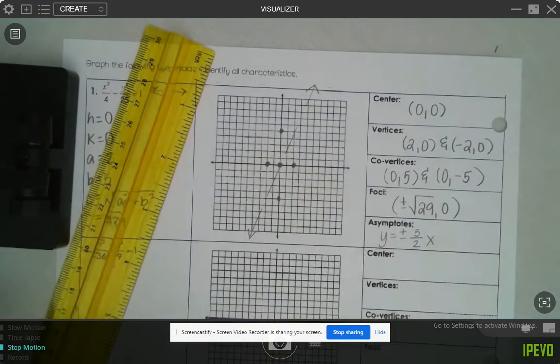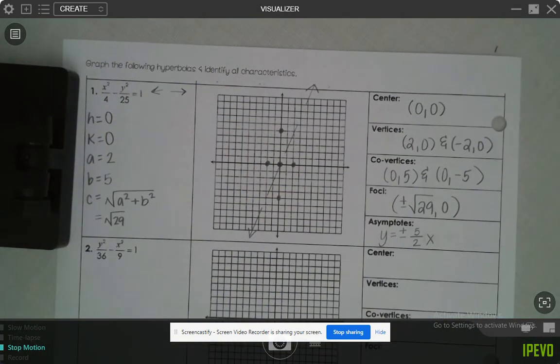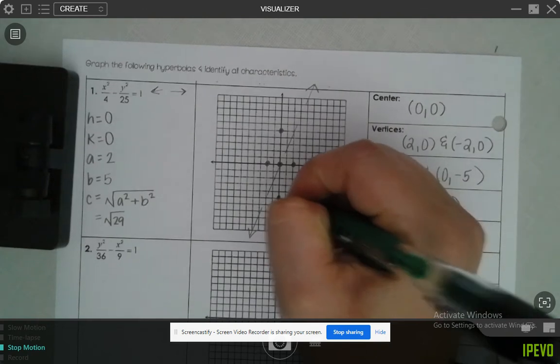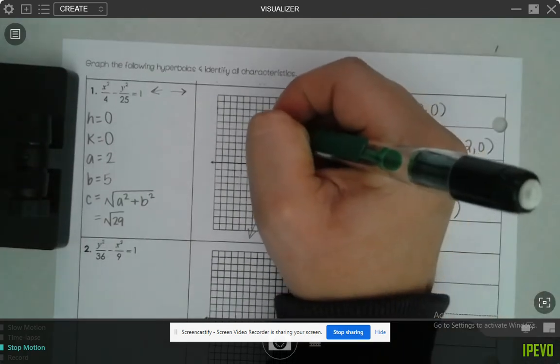It's got to be a dashed line. Why can't you make a straight line? It's not a real line. It's an asymptote. How do you graph negative 5 halves? Down 5 to the right, up 5 to the left.